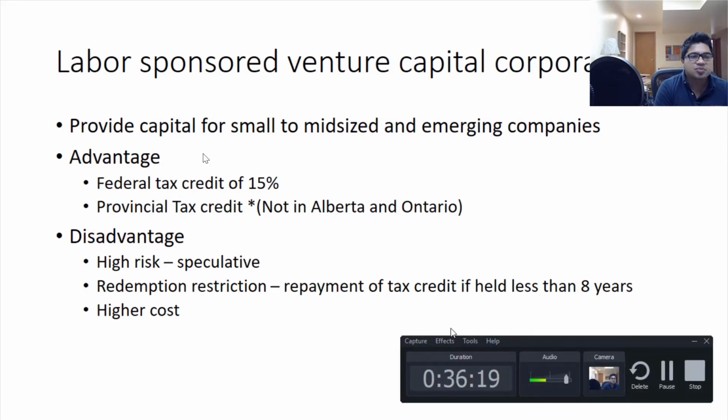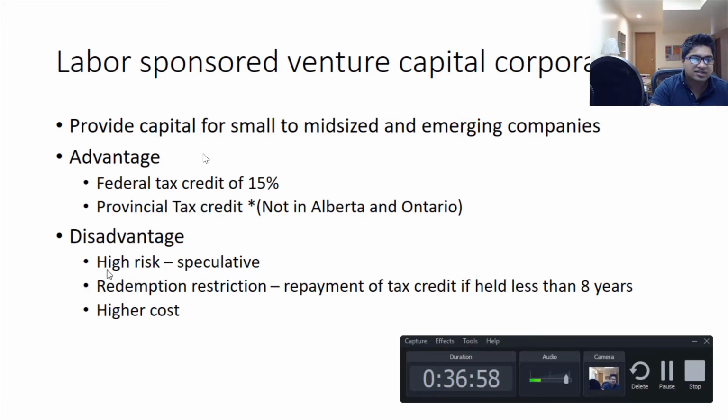Next is labor sponsored venture capital corporations. These are structured to provide capital for small to mid-size and emerging companies, and they are structured by labor organizations as well as labor unions of provinces. The advantage is that if you invest in a labor sponsored venture capital corporation, you get a federal tax credit of 15%. Along with that, in most of the provinces you also get a provincial tax credit. I'm in Alberta, so it is not there in Alberta, and it is not there in Ontario either.